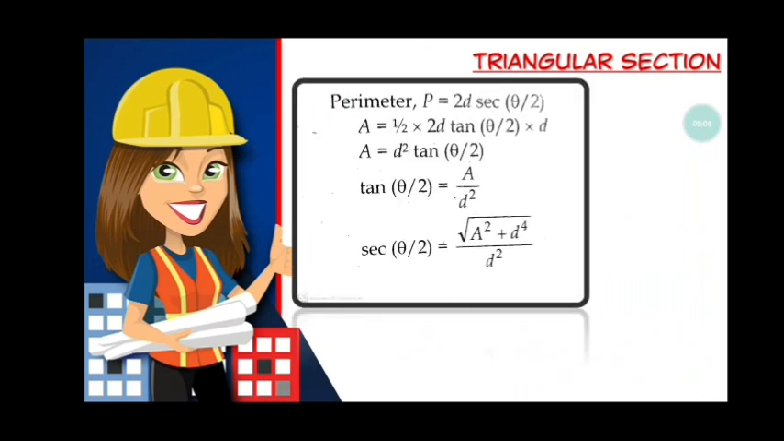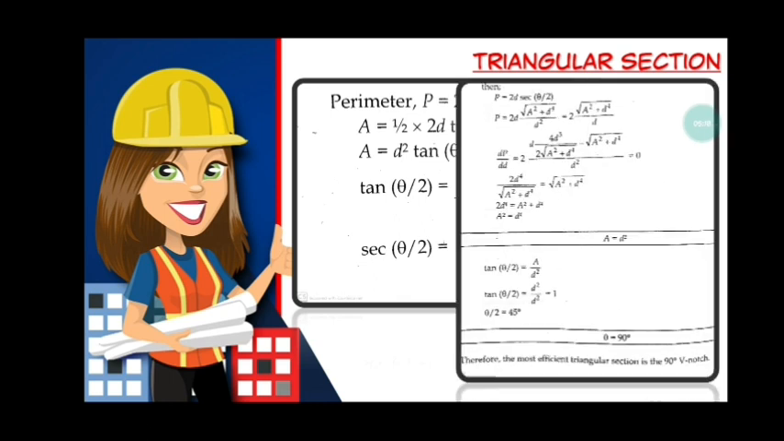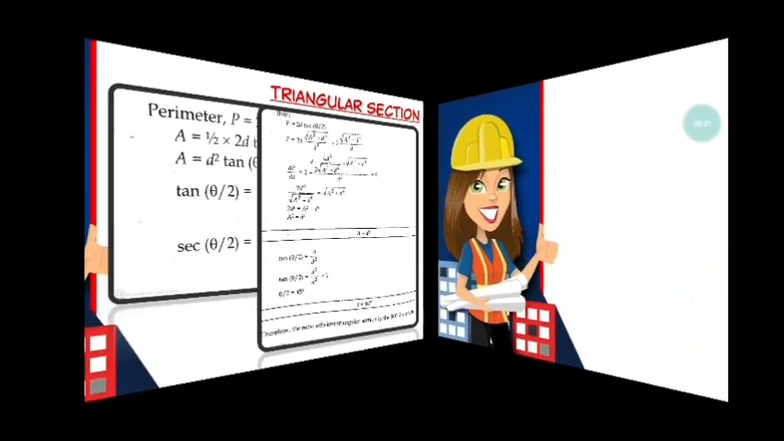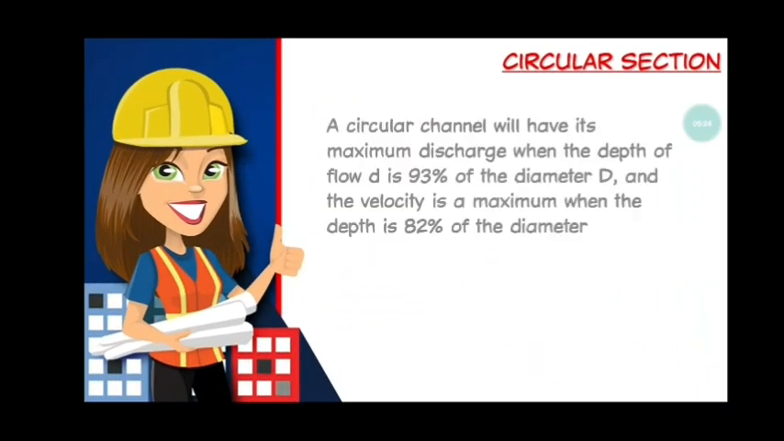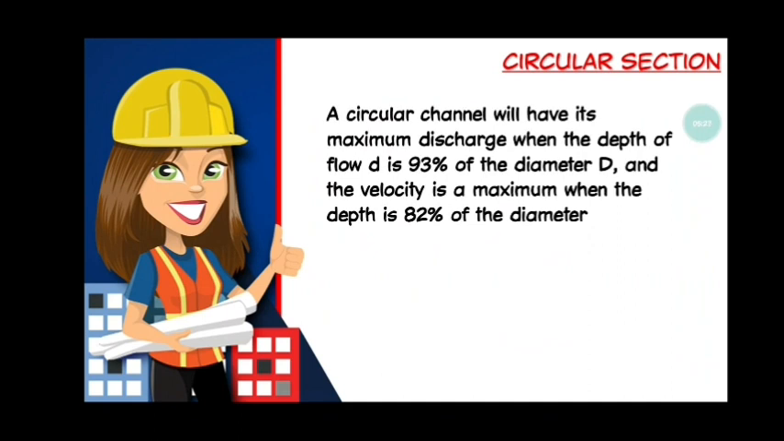This is the derivation of proportions for the triangular section. It can be seen that the obtained value of theta shows that the most efficient triangular section is the 90-degree V-notch. And lastly, for circular sections, a circular channel will have its maximum discharge when the depth of flow d is 93% of the diameter D, and the velocity is maximum when the depth is 82% of the diameter.